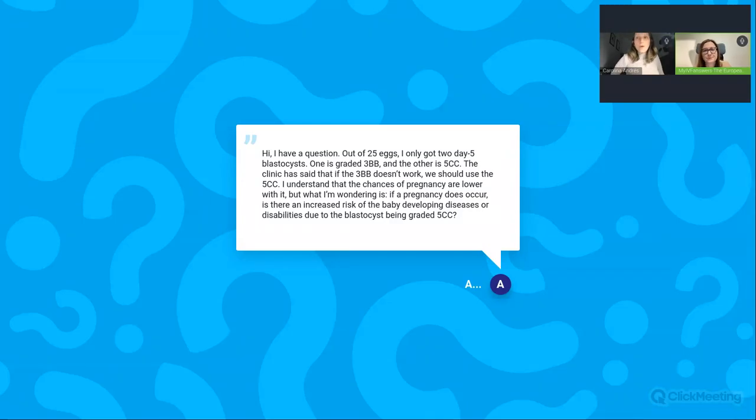Okay, yes, so embryos graded C have lower chances of implantation, so that's something to have in mind towards the transfer. But once the embryo has implanted, initially there shouldn't be any problem throughout the pregnancy.